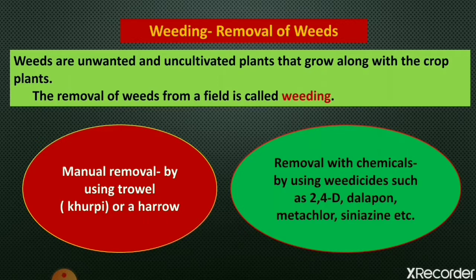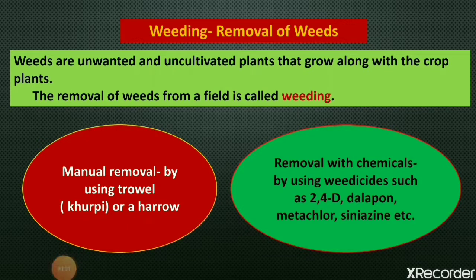As I told you in the starting of the chapter, some weeds are useful for us, and some are very harmful for our crops. Some examples of useful weeds are amaranthus, which in Hindi is called cholai. I think all of you know we eat cholai ka saag, or we eat bathua. These weeds are very useful for us. But some other weeds that grow along with crops and compete with them are very harmful for our crops. So there is a need to remove them.